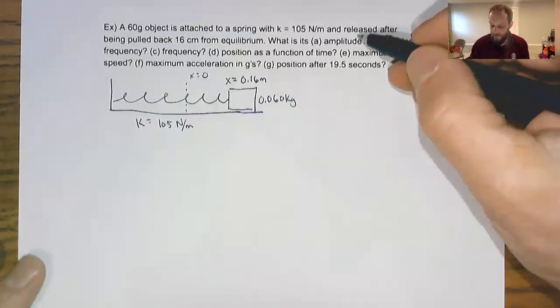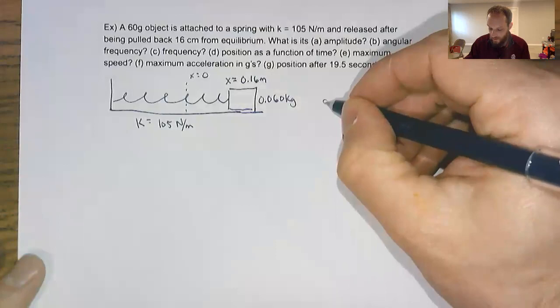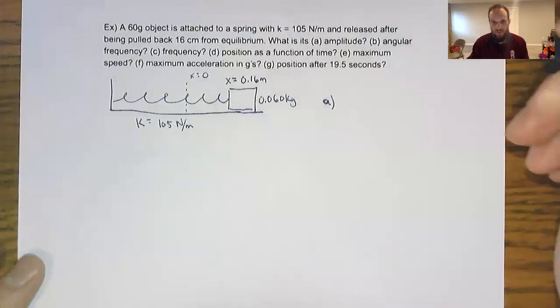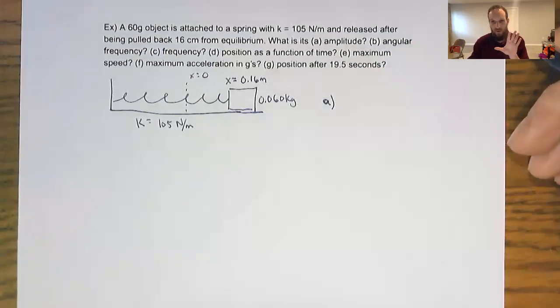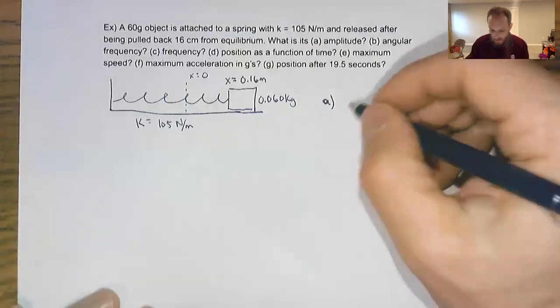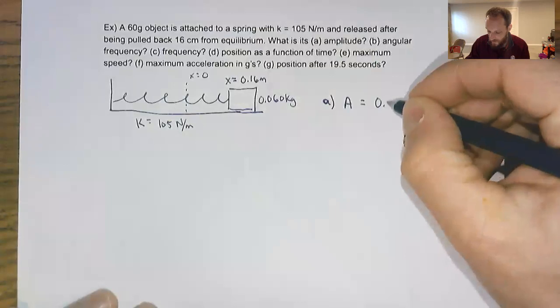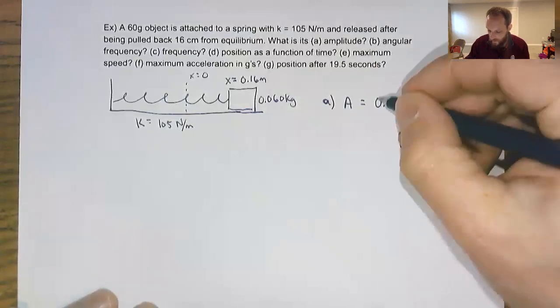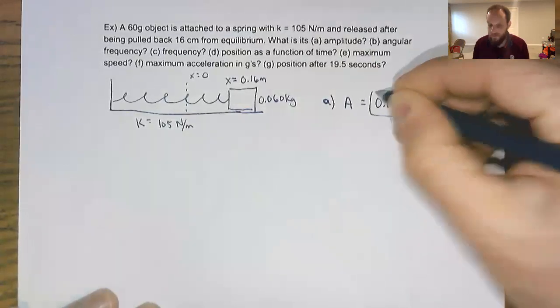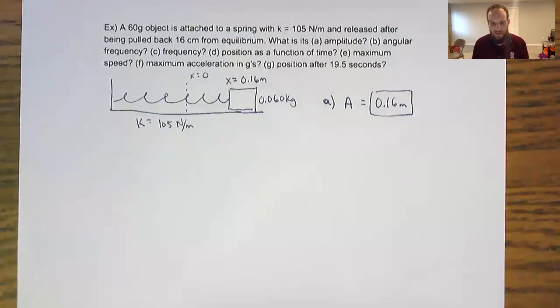Okay, so the first question is the amplitude. So actually no math is required here. When you pull something back a certain distance, if you release it from rest, that becomes the amplitude of oscillation. So in this case, the amplitude is just going to be the 16 centimeters. If I pulled it back 10 centimeters, then the amplitude would be 10 centimeters. Okay, so that's just kind of stating that right from the picture.